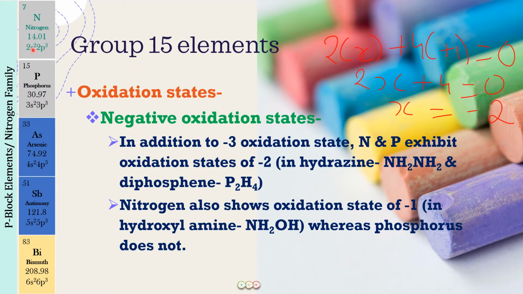So -3 is going to be shown by all of them, but the tendency decreases down the group. -2 is going to be shown by only nitrogen and phosphorus, and -1 only by nitrogen.